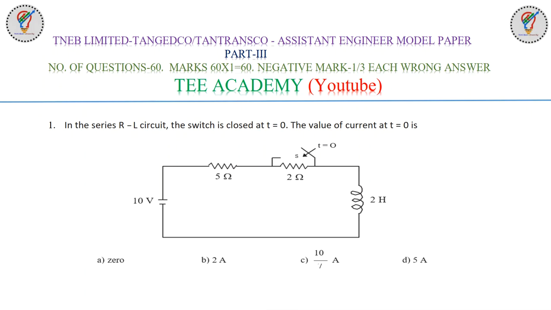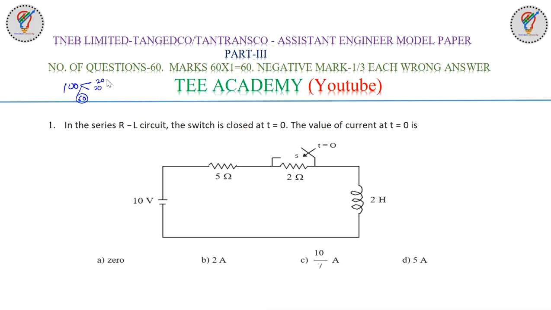In this video, I want to discuss the exam pattern of the TNEB, TANGEDCO or TRANSCO Assistant Engineer exam. This exam is conducted by TNEB, and it will have a total of 100 questions, divided into three parts: part 1, part 2, and part 3. Part 1 has 20 questions, part 2 has 20 questions, and part 3 has 60 questions, which belong to the basic engineering stream of the candidate.